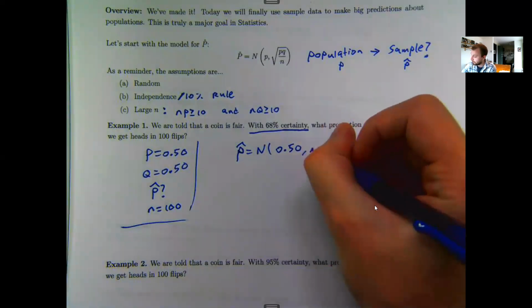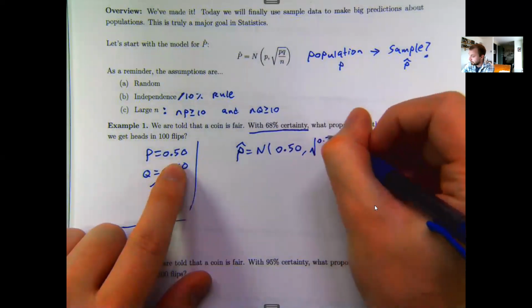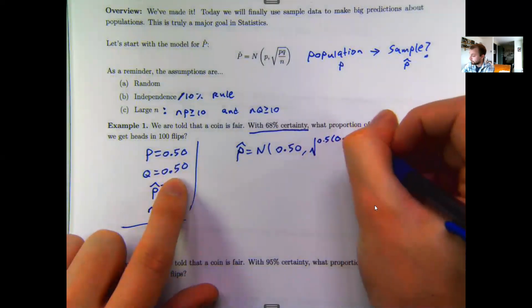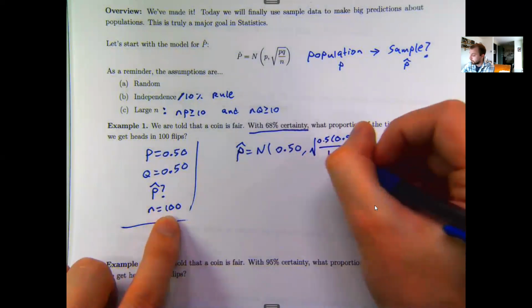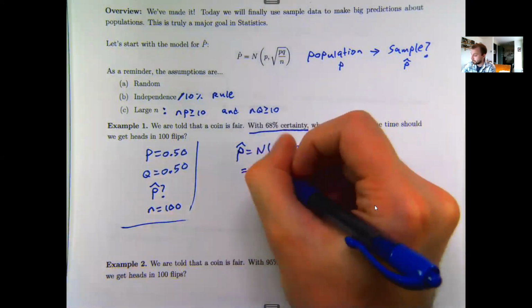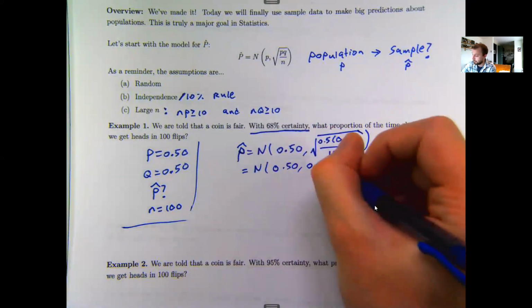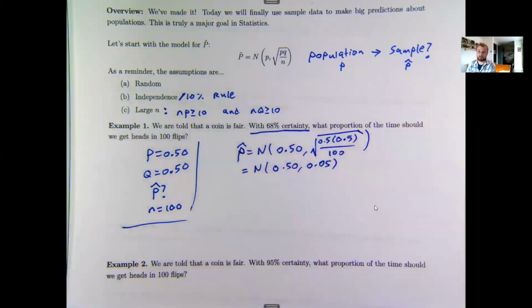My standard deviation is going to be the square root of my p, 0.5, my q, 0.5, all over my n of 100. When I type this into a calculator, I end up getting a standard deviation of 0.05 or so. So I'm expecting a 50% success rate, give or take 5%.